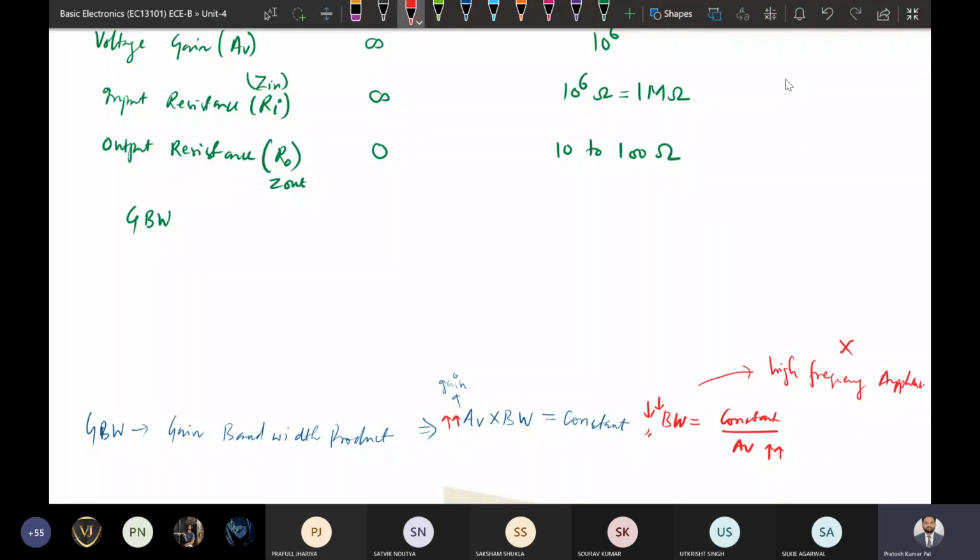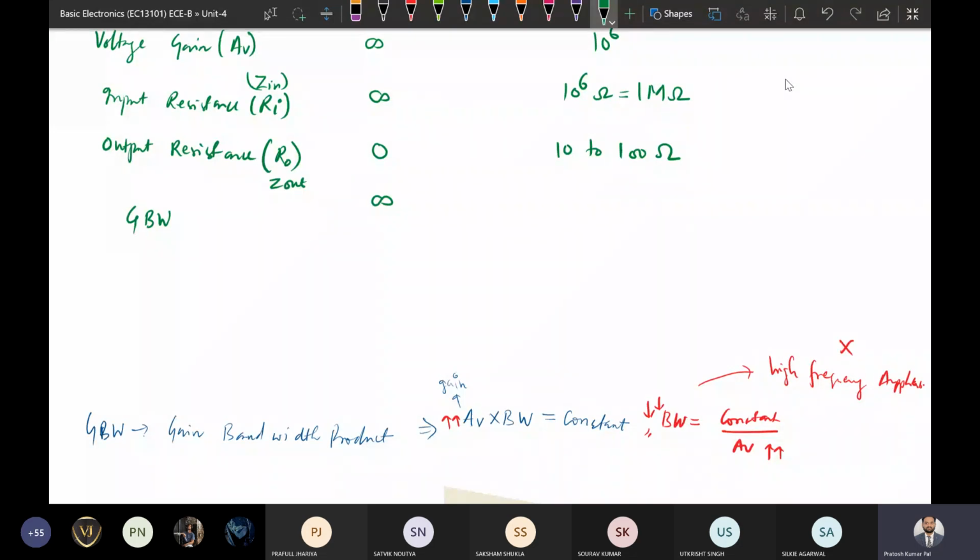For high frequency applications, an operational amplifier cannot be used directly, so we will use some different techniques to reduce this gain and increase this bandwidth so that it can be used for high frequency applications. For the basics, the gain bandwidth product in case of an operational amplifier is considered to be infinity because the gain is very high. Because the gain we have considered is infinity, the gain bandwidth product will also be infinity. Whatever infinity multiplied by a bandwidth will be infinity itself.